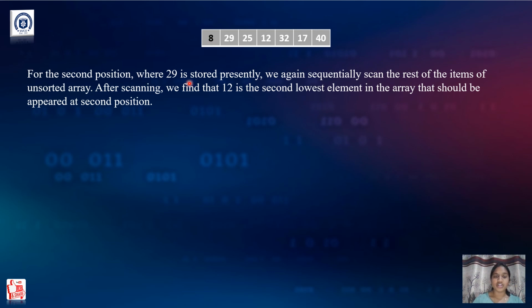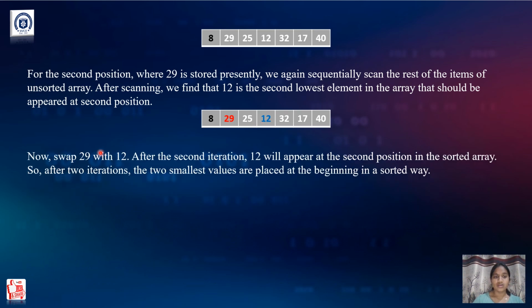For the second position, where 29 is presently, we again sequentially scan the rest of the items of the unsorted array. After scanning, we find that 12 is the second lowest element in the array that should appear at the second position. Now at the second position, k is 29, that is i plus 1, and when the whole unsorted array is scanned, we find that 12 is the lowest element, that is j. Now swap 29 and 12. So after the second iteration, 12 will appear at the second position in the sorted array.